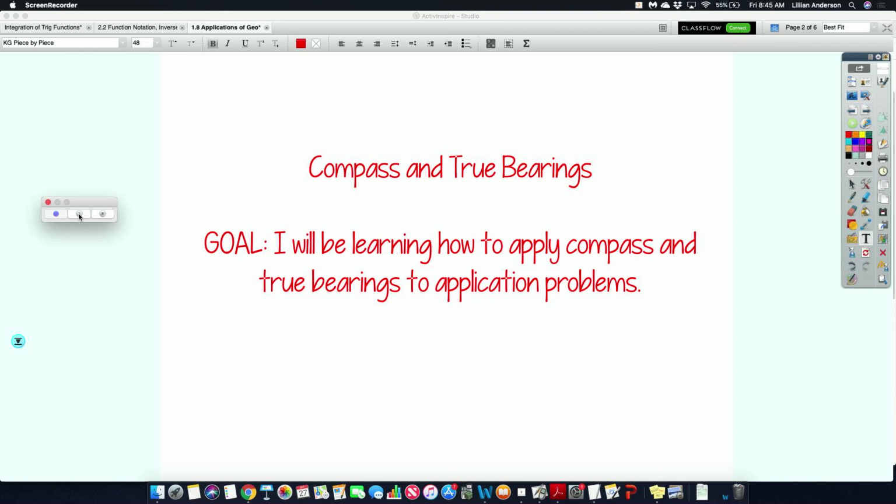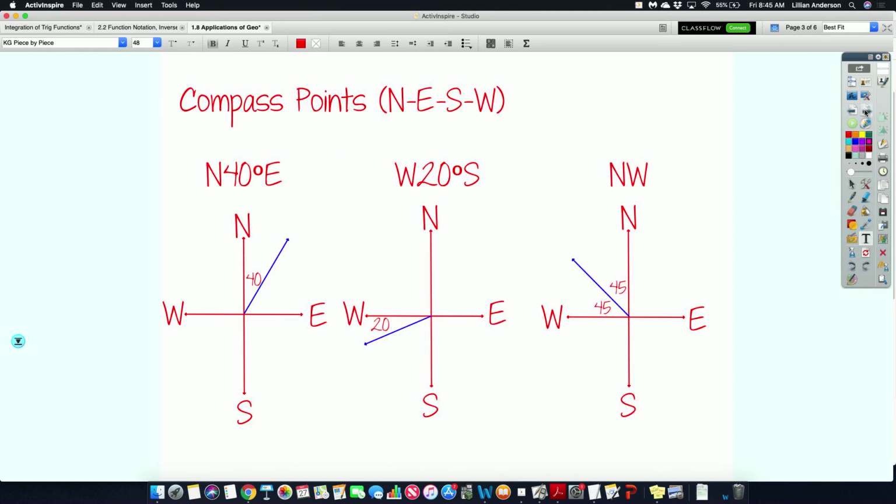So, your compass bearings. I don't know when you first learned these, maybe second grade, third grade, where you learned about north, east, south, and west. North is at the top, south is at the bottom, east was to your right, and west was to your left. What you guys see here are compass points, different types of directions that can be given to you in an application problem dealing with, let's say, a ship is traveling north 40 degrees east.